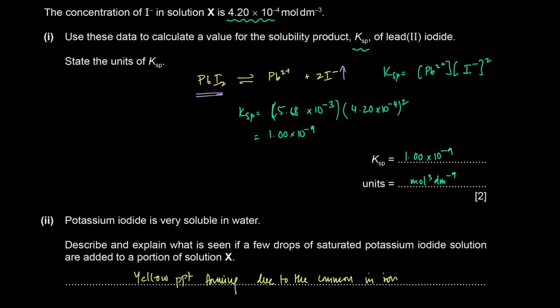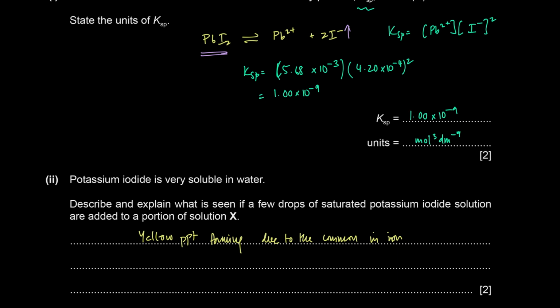Okay. So we have the common ion effect, right? Which means that the common ion over here is obviously iodide, right? That ion is common to the lead-2 iodide solution as well as the potassium iodide solution, right? And what's happening here is that the concentration of iodide increases, therefore the equilibrium shifts to the left.